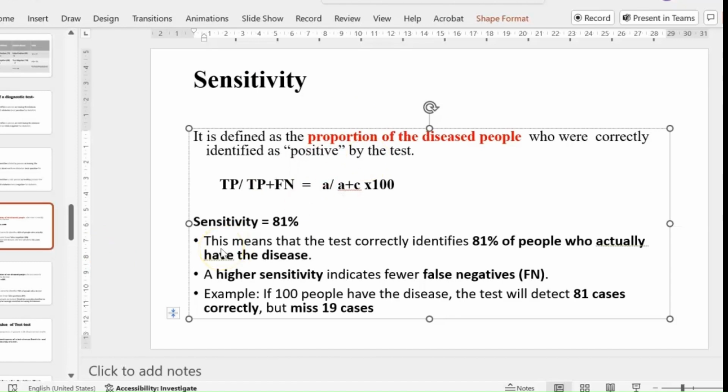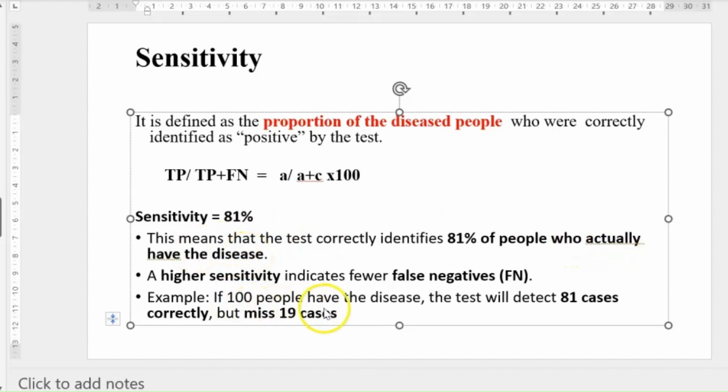The result of sensitivity and specificity is expressed as percentages. For example, if the sensitivity of a test is 81%, what does it mean? This means the test correctly identifies 81% of the people who actually have the disease. For example, if 100 people have the disease, the test will detect 81 cases out of them, but the test can miss 19 cases. Higher the sensitivity, the fewer are the chances of having false negatives.